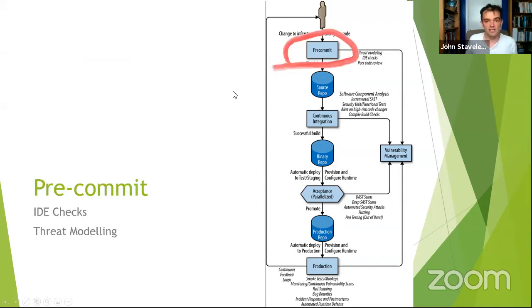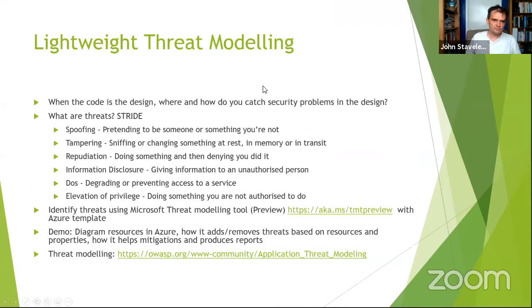First up, we're going to look at the pre-commit stage. When the code is the design, where and how do you catch security problems in the design? We're all agile now. We don't do big upfront design. If you work with some of the big organizations like Facebook, they will do something called lightweight threat modeling.